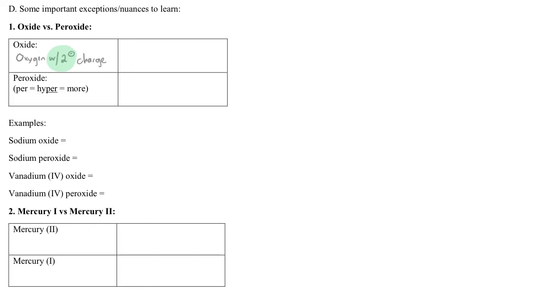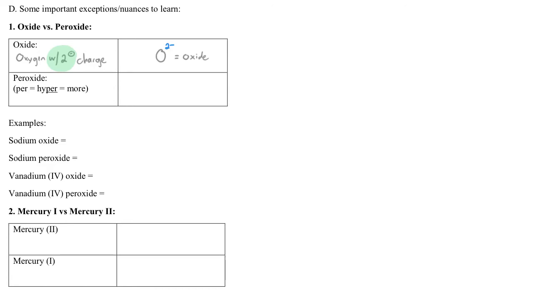specifically with a 2 negative charge. That's the most common form that we see oxygen in when it ionizes, as the -2 ion. Now, there's another type of oxide. It's called a peroxide. And that little prefix, per, is actually shorthand for another word, which is hyper, which means more or extra. And what peroxide refers to is there are more oxygen atoms in this particular oxide.